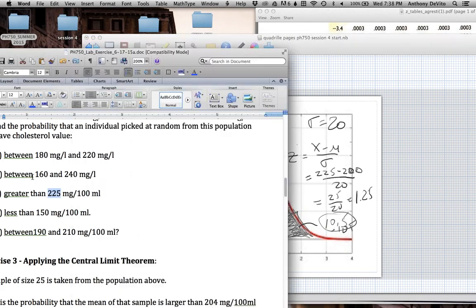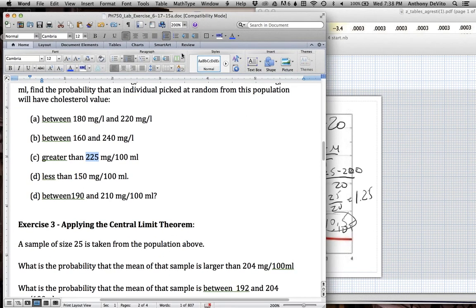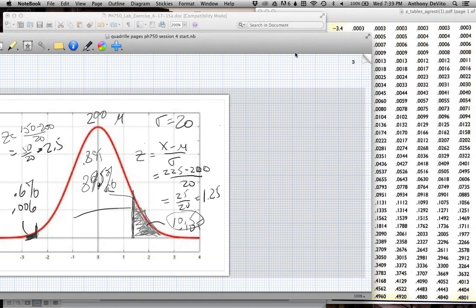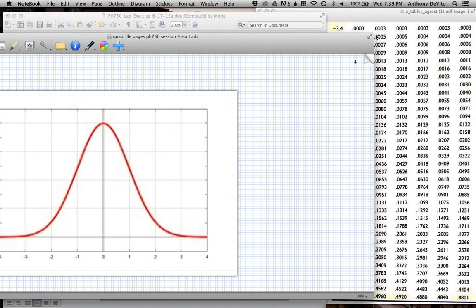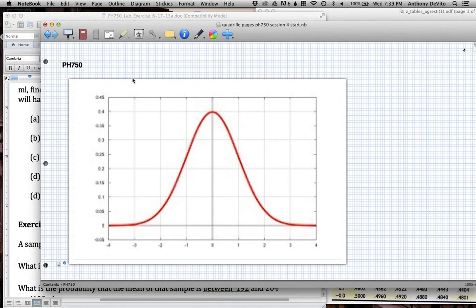The last question we asked, what's the probability of finding someone whose cholesterol is between 190 and 210? Now it's going to get pretty interesting. So I'm going to redraw this. Here's our mean, 200, that's mu. Sigma is equal to 20. So now we're interested in the probability that you would pick out an individual who has a cholesterol between 190 and 210. So we want to know what percentage of people are in this area here.